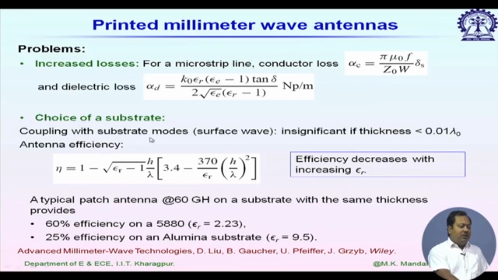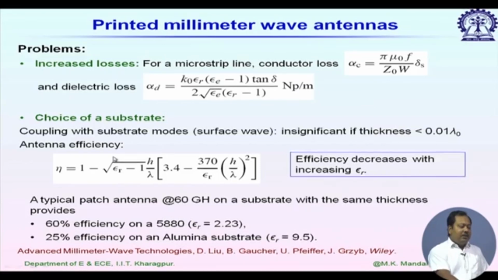Coupling with substrate modes, or in other words surface wave, is insignificant only if the thickness is less than 0.01 lambda naught. Otherwise, we have to consider the effect of the surface wave mode. Now, if I consider a frequency of 60 gigahertz, lambda is 5 millimeter. So, 0.01 lambda naught is too small, too thin. Most substrates will be thicker than this, and we can't avoid the effect of surface wave generation.